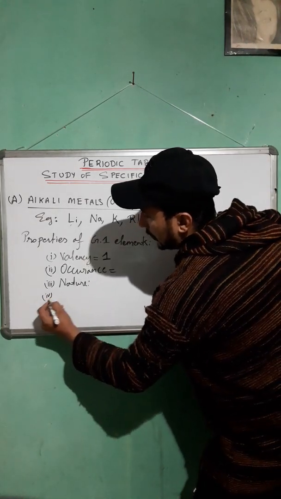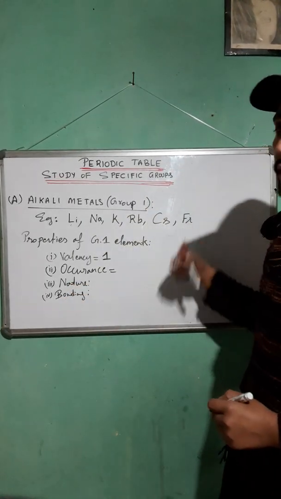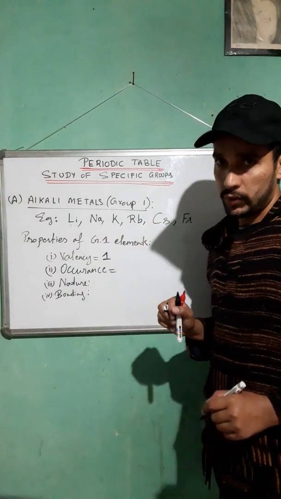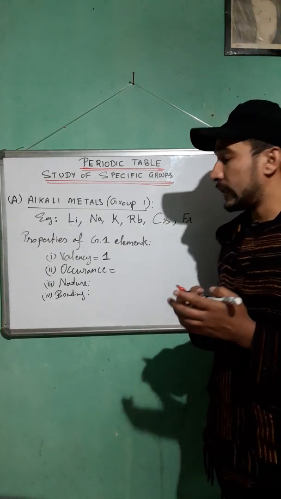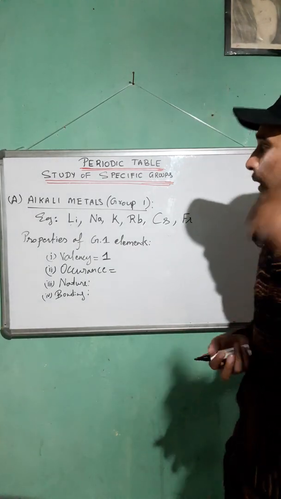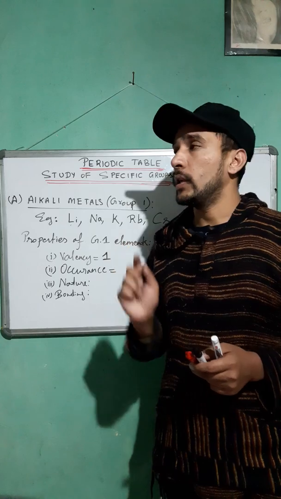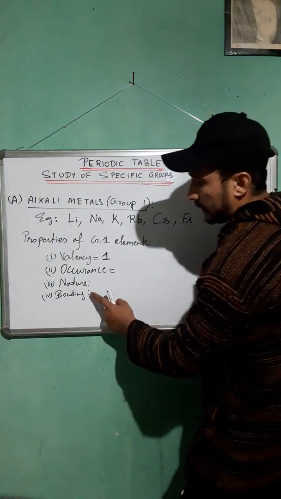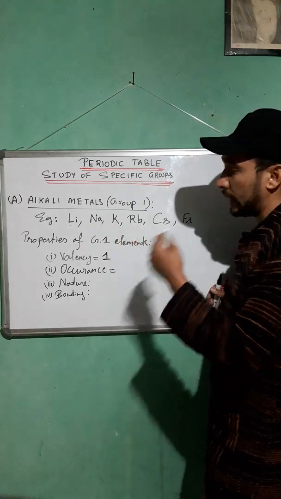Next, number 4, bonding. What type of bond do they form during a chemical reaction? They form ionic or electrovalent bond. We have already discussed in the previous chapter what an ionic bond is: the bond formed by complete transfer of one or more electrons from one atom to the other atom. So they form electrovalent or ionic bonds. Electrovalent and ionic are synonymous.